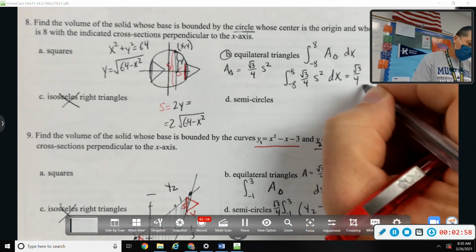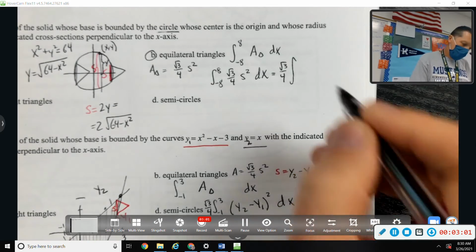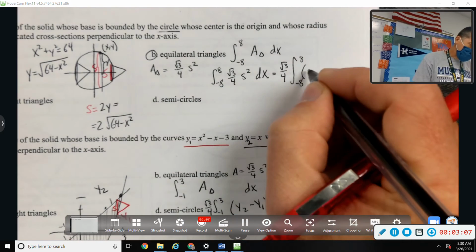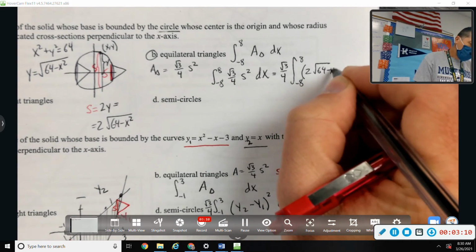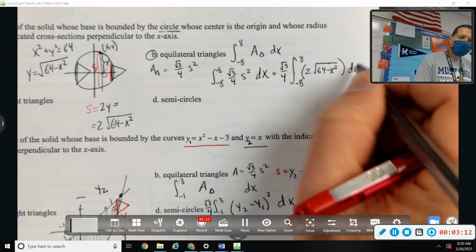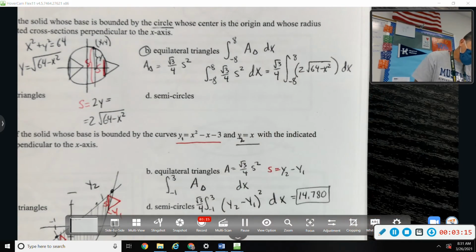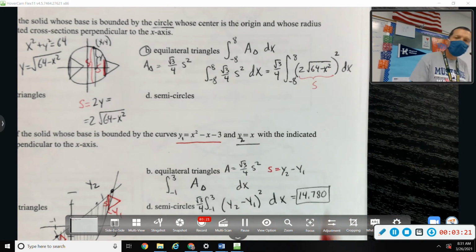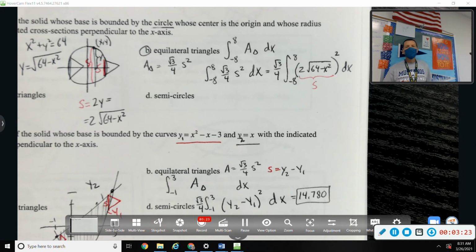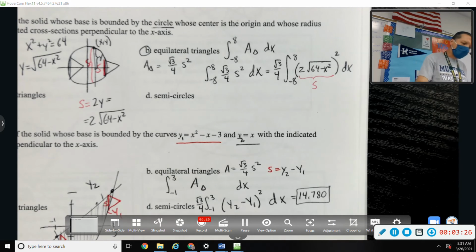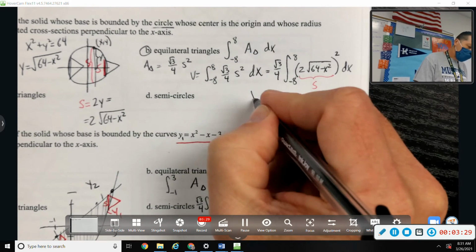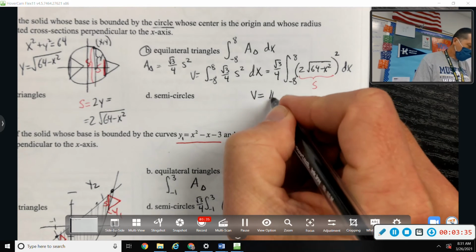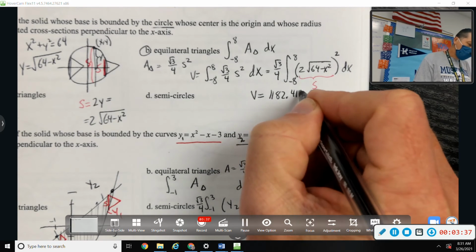So root 3 over 4 from negative 8 to 8 of s squared, but s is 2 square root 64 minus x squared dx. Oops, squared. Because all of that is s. Then you go to the calculator and type it in and let the calculator do all the work. And you get the volume to be 1182.413.